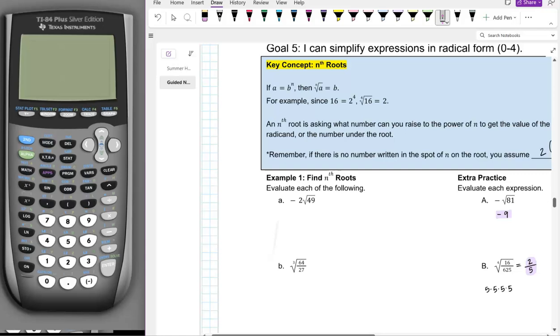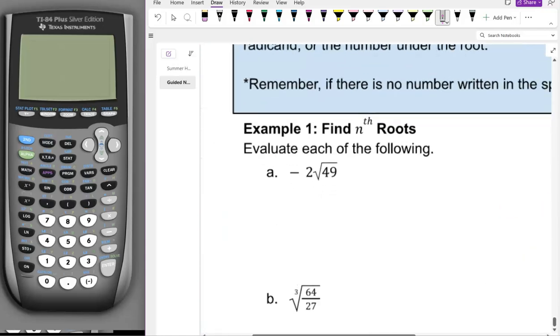Okay, let's try some examples together. This one says evaluate each of the following expressions. We are looking at -2 times the square root of 49. I know that's a square root because there's no number on it. So I'm thinking, what can multiply by itself twice to get 49? Everyone should know that's a 7. So this is equal to -2 times 7, which is -14.